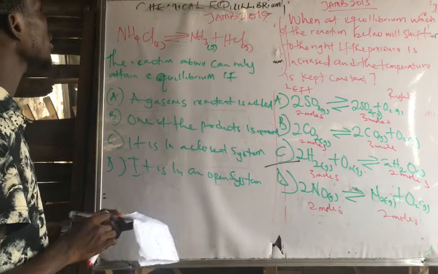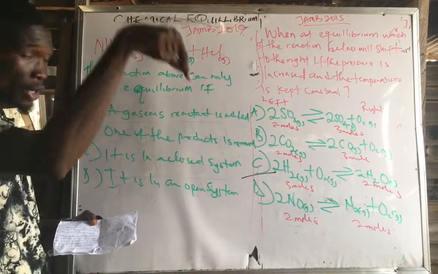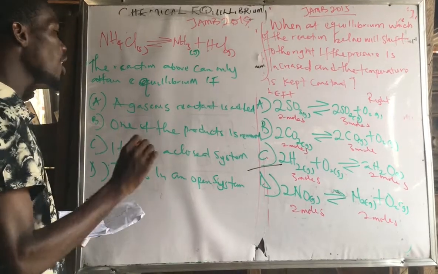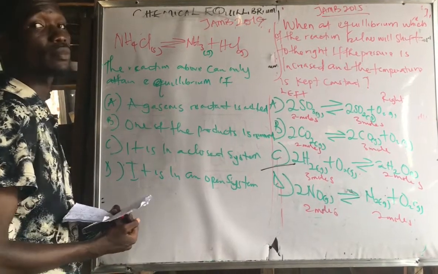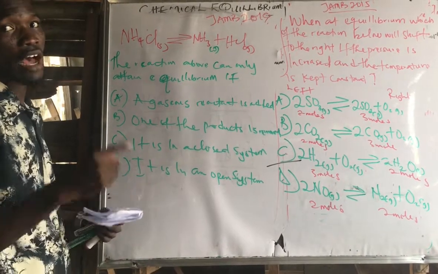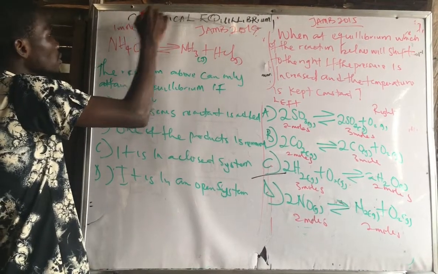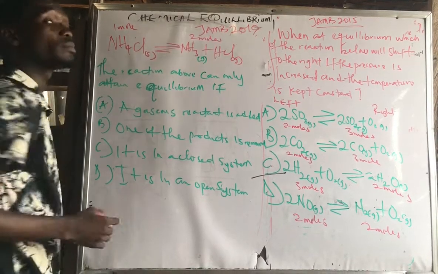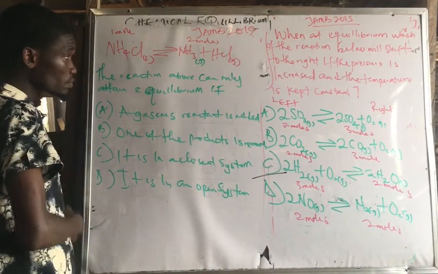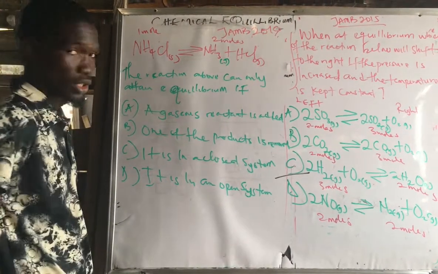So the reaction above can only attain equilibrium if and only if a gaseous reactant is added or one of the products is removed. With what you have on the board now, let's play with the three factors that affect the position of equilibrium. I have 1 mole here. I have 2 moles here. There is increase at the left hand side. And here we have solid, we have gaseous, we have gaseous.